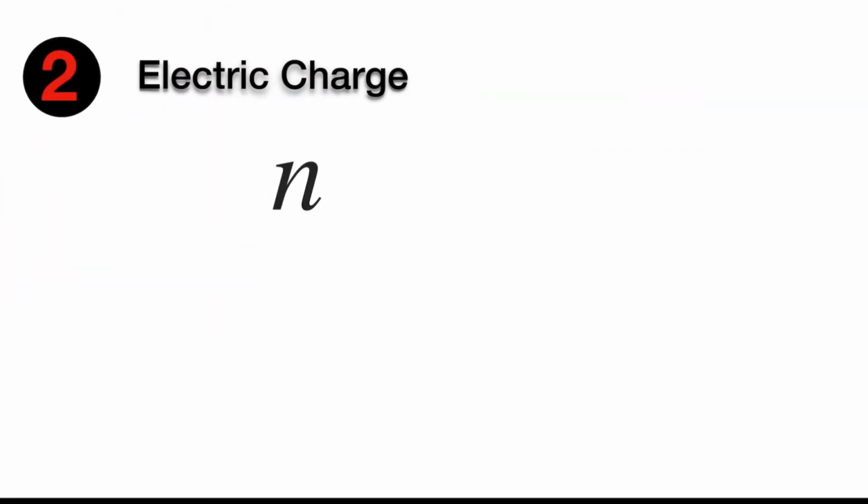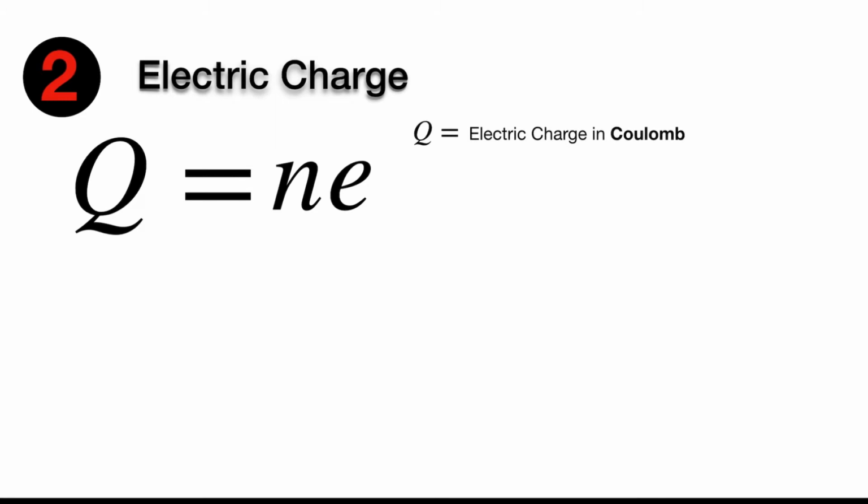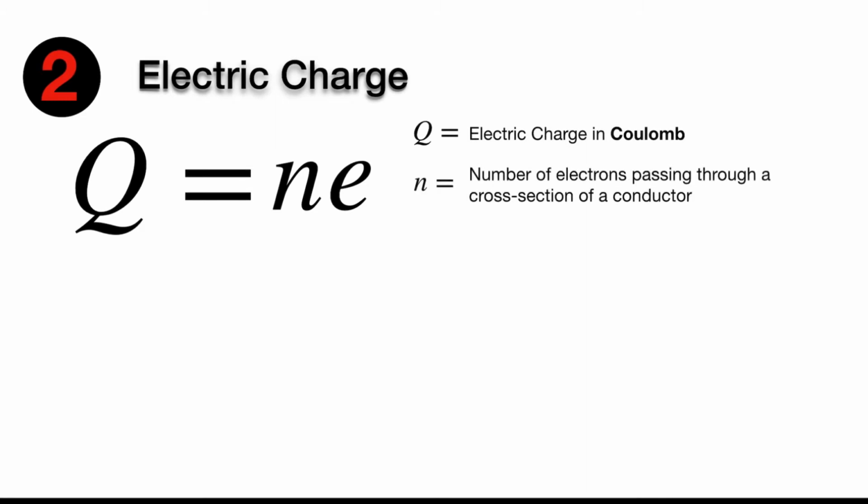If there are n number of electrons, then the total charge will be equal to n multiplied by the charge on one electron. That means Q is equal to ne, where Q is electric charge in coulombs, n is the number of electrons passing through a cross section of a conductor, and e is the electron charge in coulombs, which is equal to 1.6 into 10 raised to power minus 19 coulomb. This is the smallest unit of charge. A charge can be found in multiples of this one electron.